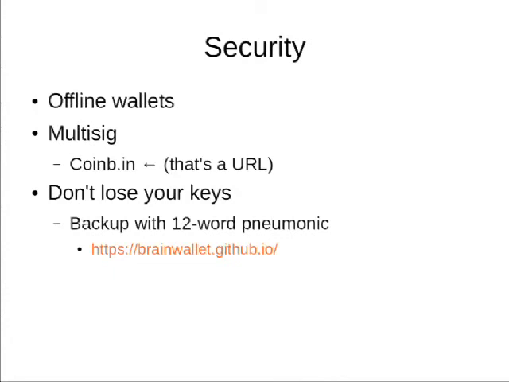So, Coinbin is a really cool website where you can do multi-sig. It's a website, but it's also an offline tool, so you can download it, and it's just HTML and JavaScript to set up a multi-sig wallet. There's also a way to help not lose your keys, because keys are long strings of letters and numbers. You can use a 12-word mnemonic. It could be like apple, Jesus, bear, pears, pineapples, clock, zing, and that could be your password that you remember. That then translates into your private key. Brain Wallet is a good tool for that.